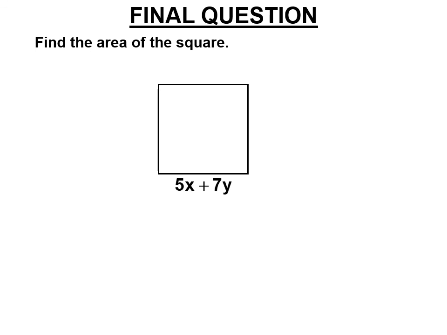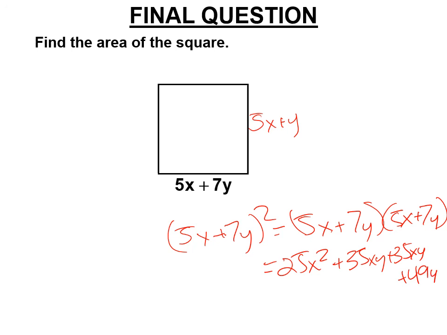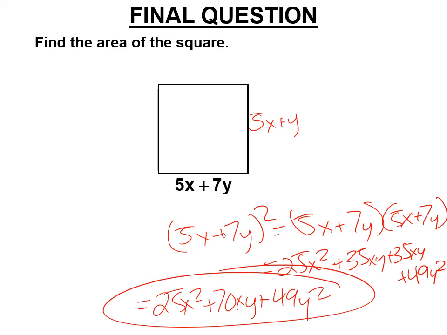All right, area of a square, right? Sides of a square are all the same, so you'd multiply. This is this squared. And the answer is going to be a perfect square trinomial. We're going to get 25x squared plus 35xy plus 35xy plus 49y squared. You have to combine your like terms. 25x squared plus 70xy plus 49y squared. Good luck on the test.